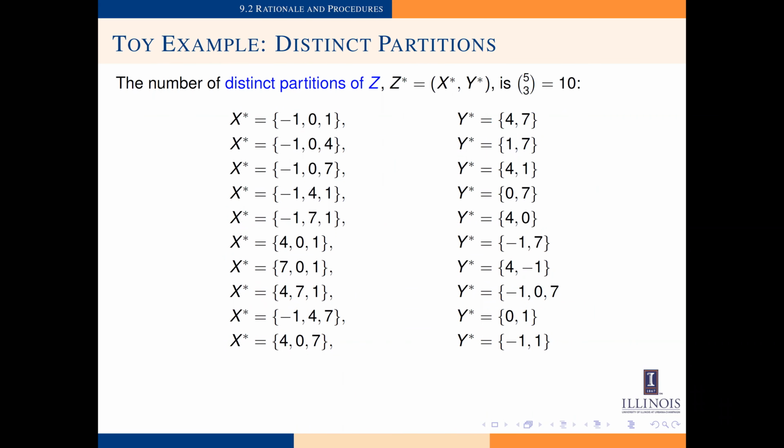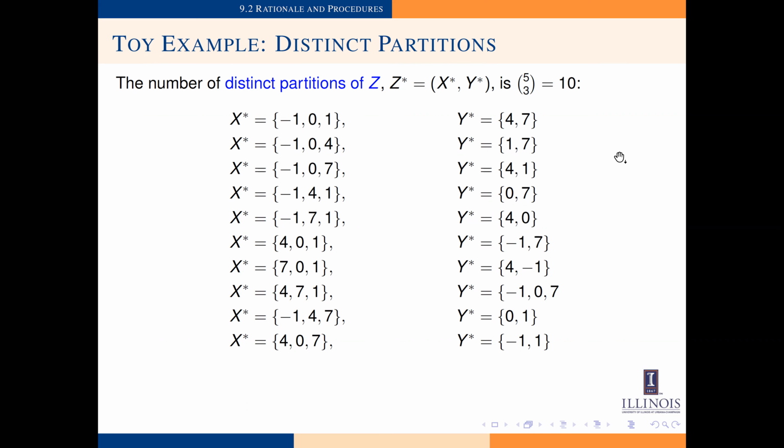So here are all of the possible distinct partitions of Z. Let's denote it by Z star equals X star and Y star. And the number of distinct partitions is 5 choose 3, so large N choose small n, and that's equal to 10.